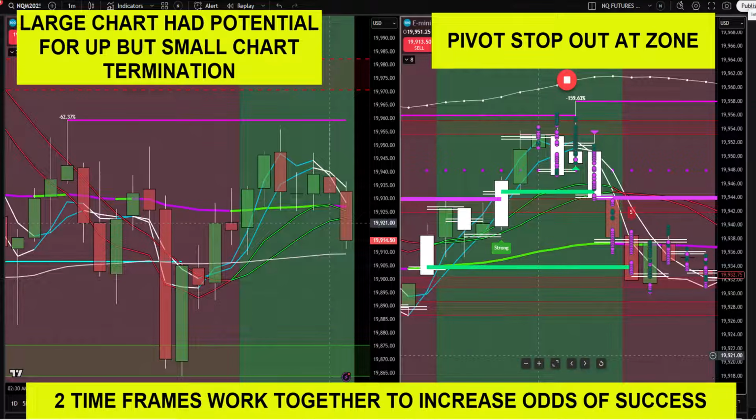Now, the smaller chart also has the same concepts applied to it. High volume areas, one-to-ones, divergence highs and lows, support and resistance zones. These are all things that could potentially stop the market. You never know if it will or not.